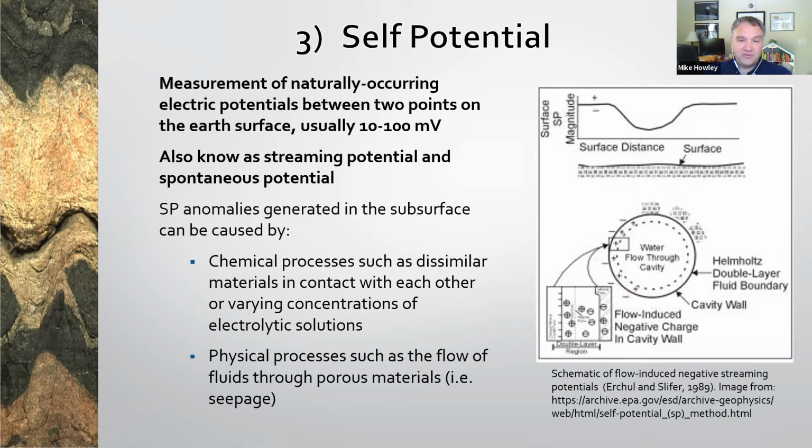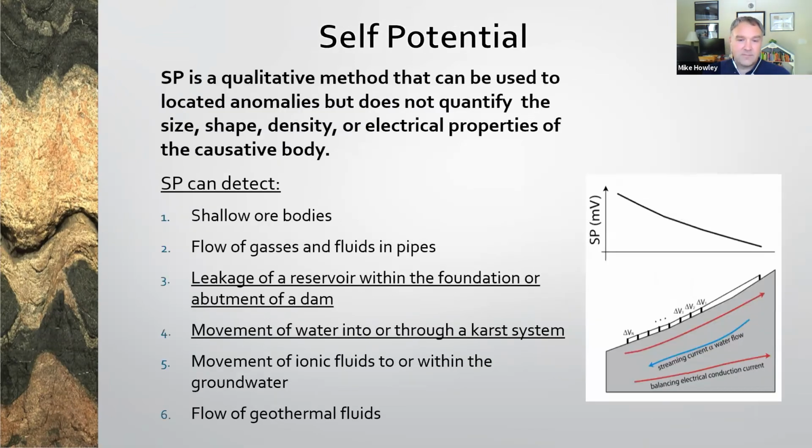The cause of SP anomalies generated in the subsurface is not well understood. SP is a qualitative method that can be used to locate anomalies, but does not quantify the size, shape, density, or electrical properties of the causative body. Two applications of SP surveying that are most relevant to transportation projects are leakage of a reservoir within the foundation of a dam and movement of water through a karst system. The graphic on the right shows streaming current proportional to water flow moving downhill, the balancing negative charge moving back uphill, and the corresponding SP anomaly that would be found.